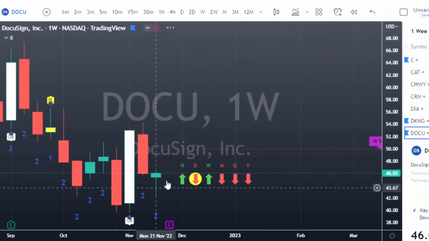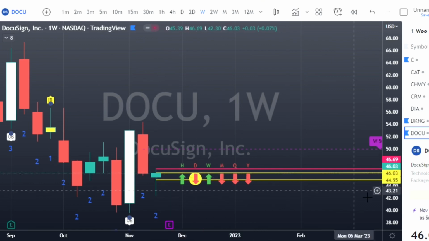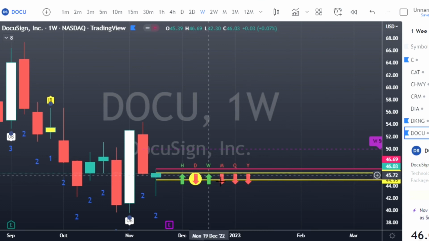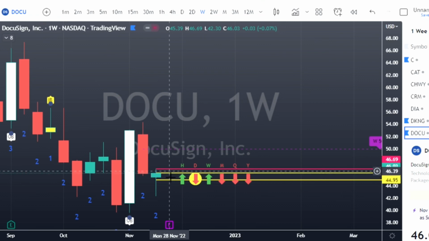2 down green, hammer candle on DocuSign, calls at 46.69. And again, this is one of those simultaneous breaks that we're looking for, where if we trigger on the day, we're likely going to trigger on the week to the upside.